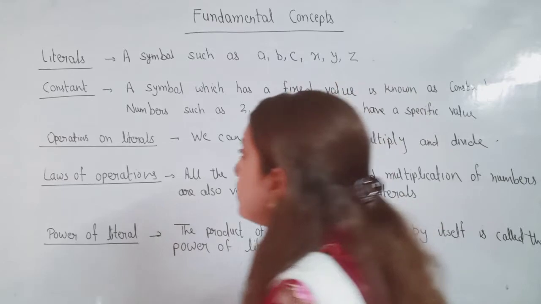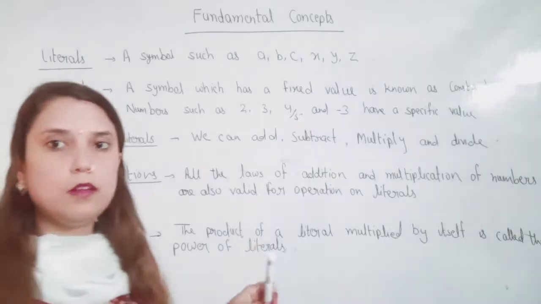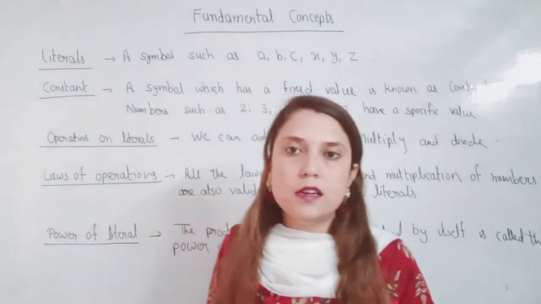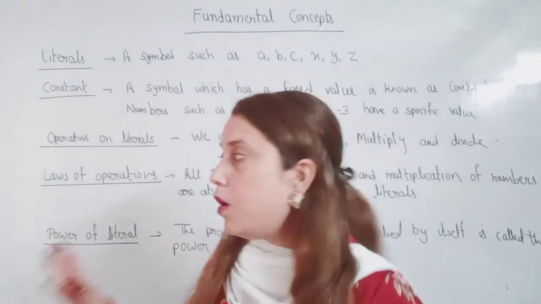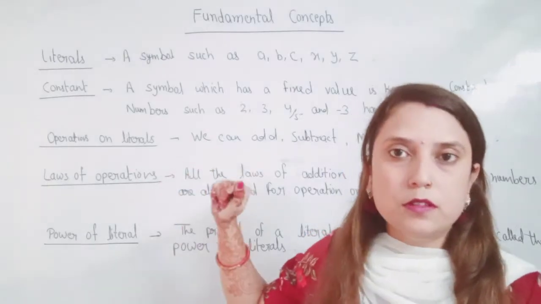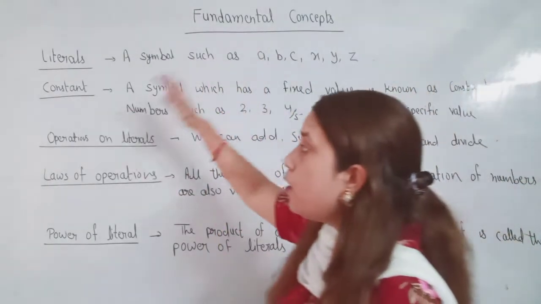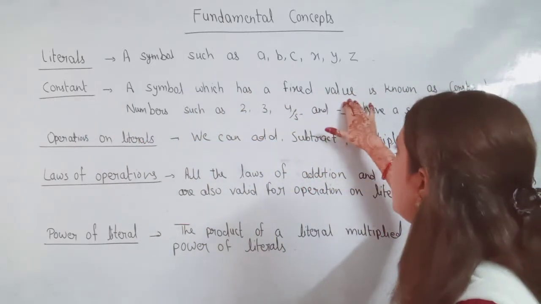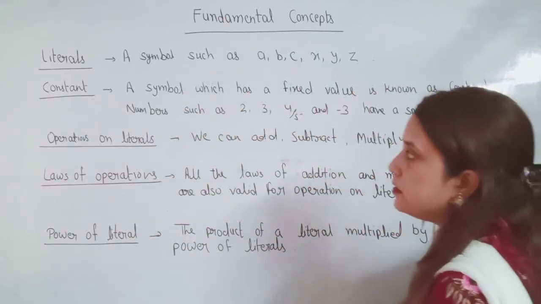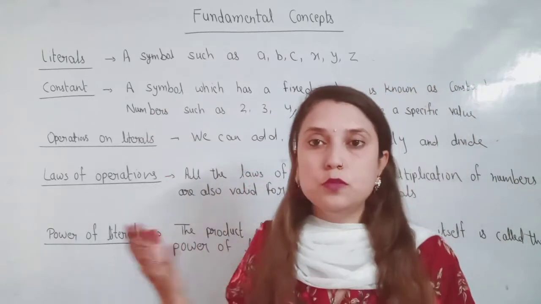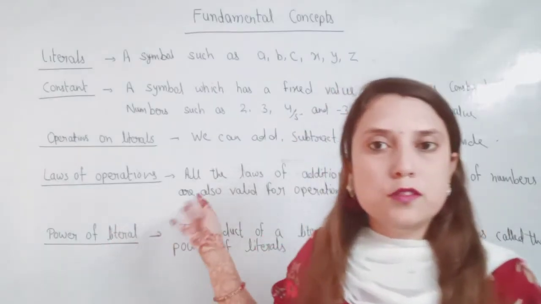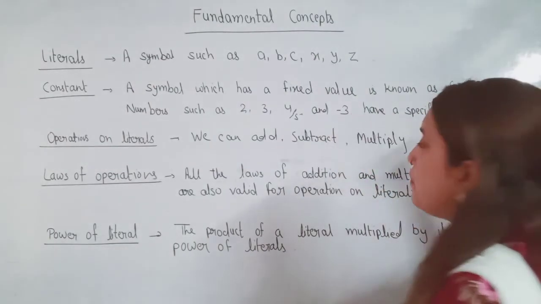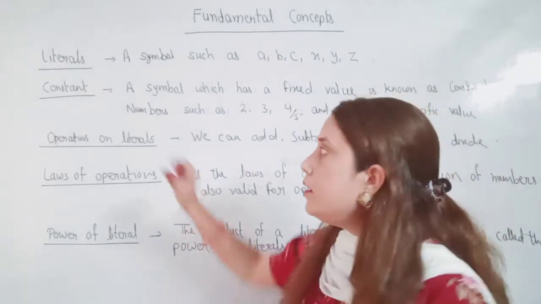So the first thing is literals. What are literals? Symbols such as A, B, C, D, X, Y, Z, all are called literals. Now constant. A symbol which has a fixed value is known as a constant, like numbers such as 2, 3, 4, 5, -2. Numbers have a specific value, that is called a constant.